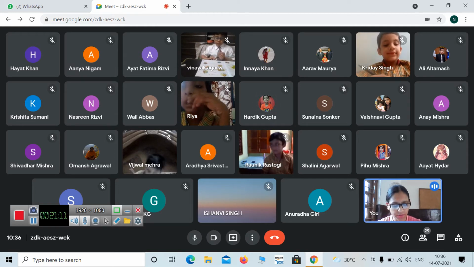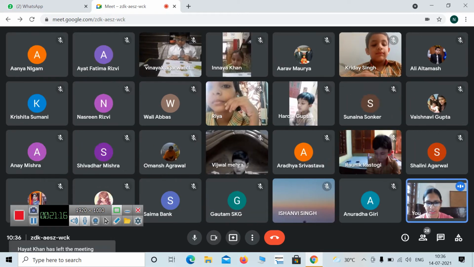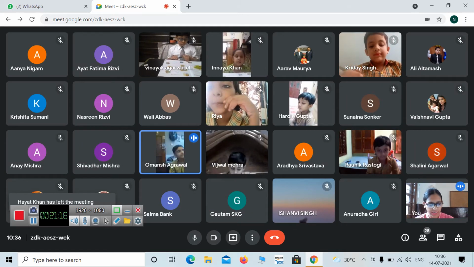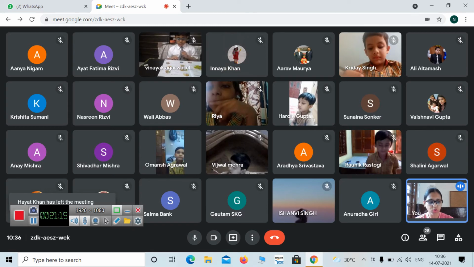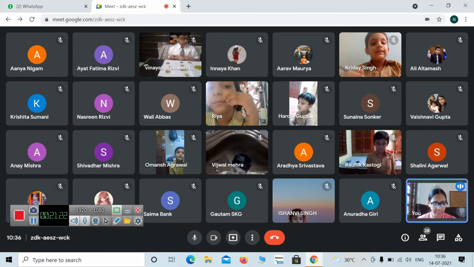Omansh, the next one. This is a bag. Dash belongs to my friend. It. I-T. It belongs to my friend. This is a bag. It belongs to my friend.